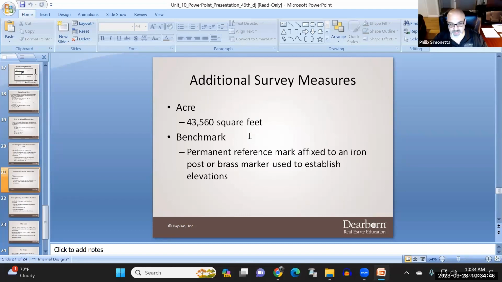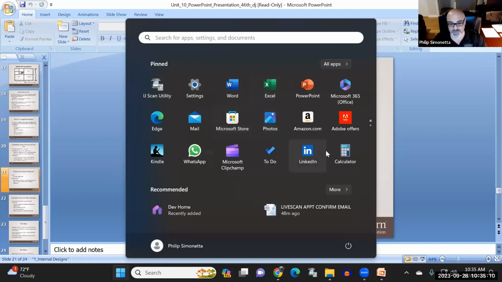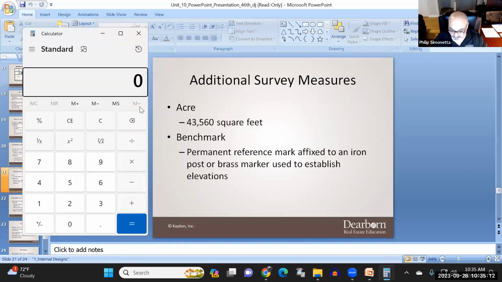Additional survey measures when it comes to lot and block. You have to remember an acre is 43,560 square feet. How many acres are in a square mile? 640, right? So 640 acres times 43,560 is how many square feet are in a mile? A lot, right? So we could do it quick. This is just to show you how the numbers work. 43,560 times 640. There's 27,878,400 square feet in a square mile.